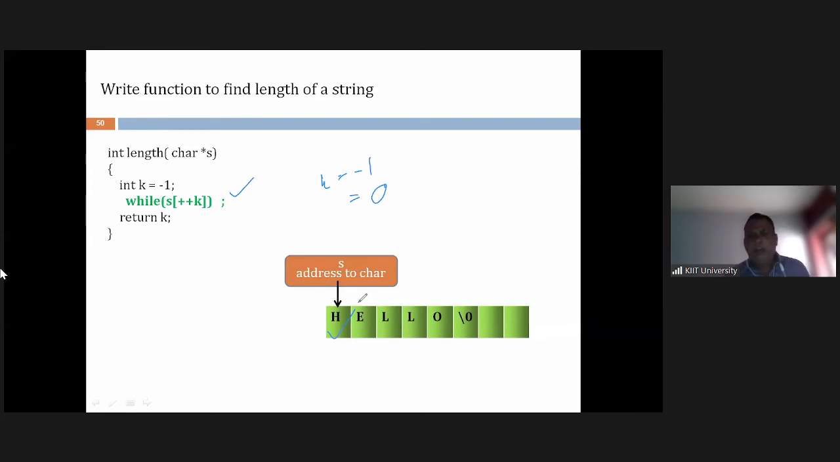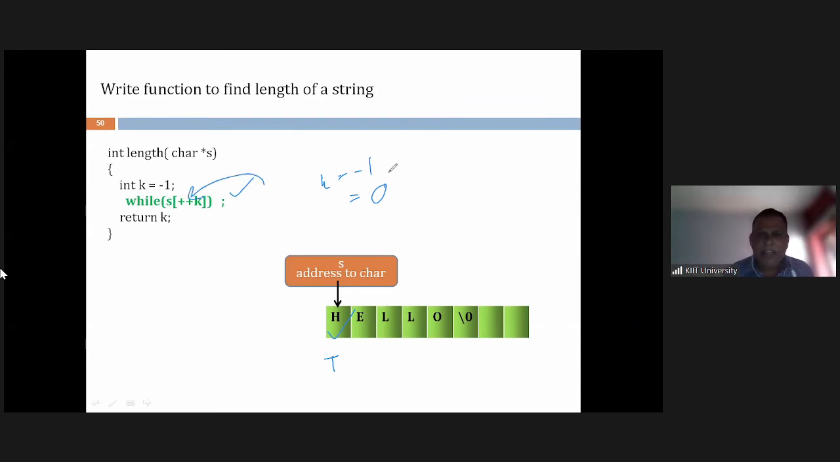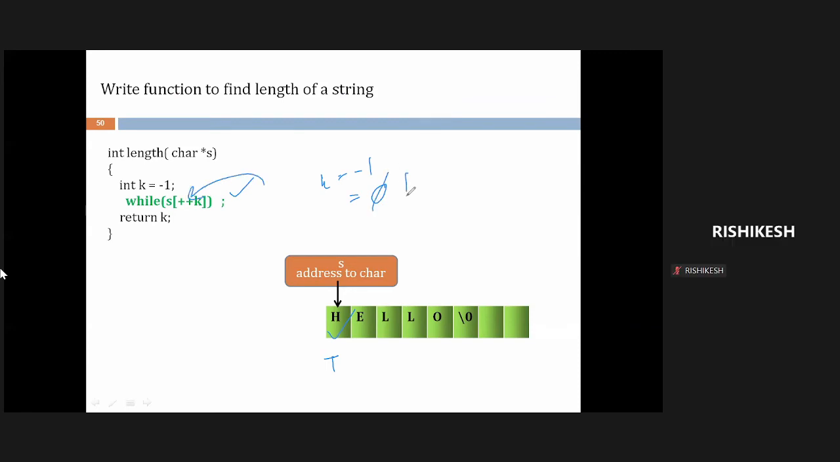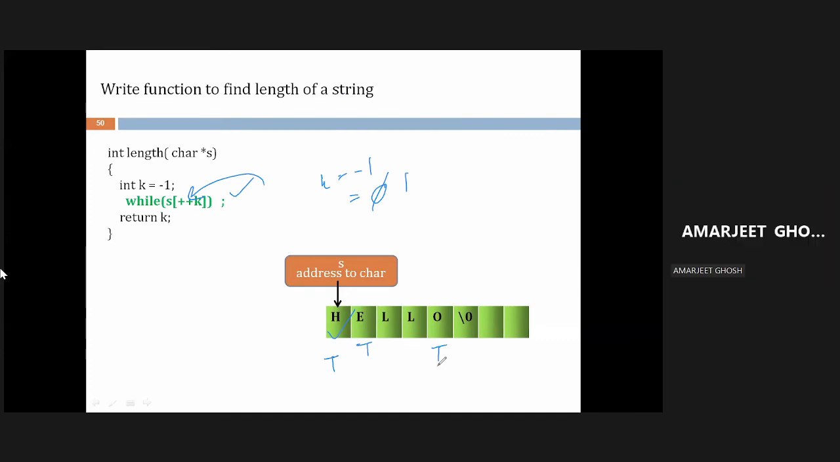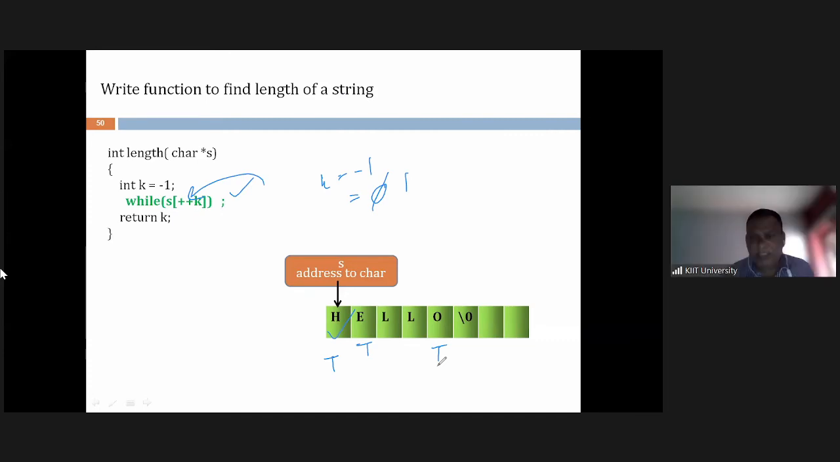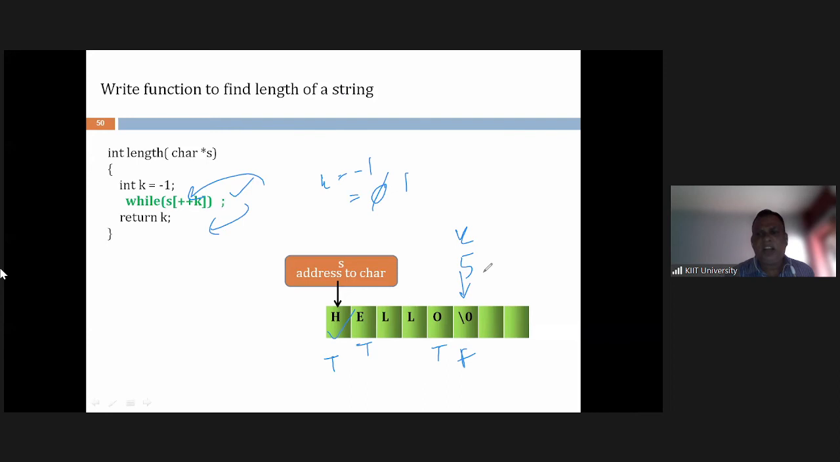Will it return a false value or a true value? True value, sir. After that, again I enter here, and my K will become 1. True or false? True. It will keep going like this. Will it be true up to here? Yes, sir. And when K points to this, K is 0, 1, 2, 3, 4, 5, and when K points to this, it will be false. Come out of the loop and return the value of K, and my K is the length of the string. Understood? Yes, sir.